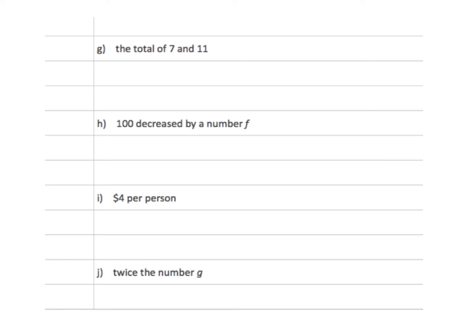Try these 4 on your own. Pause it, try them on your own, and then come back and we'll talk about them. So let's do letter G, the total. That means we're going to add 7 and 11 in that order. 7 and 11.